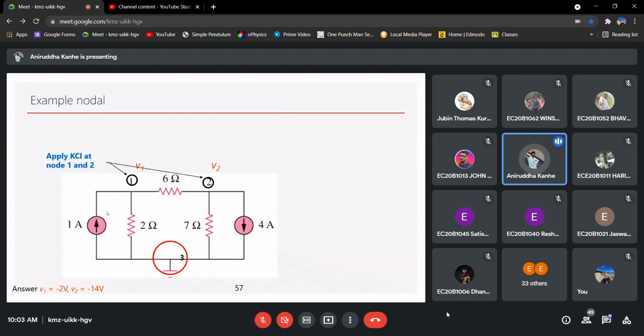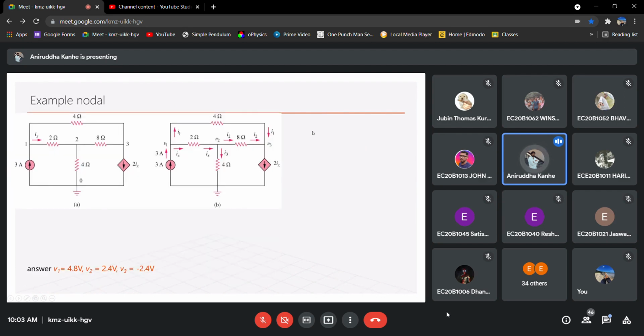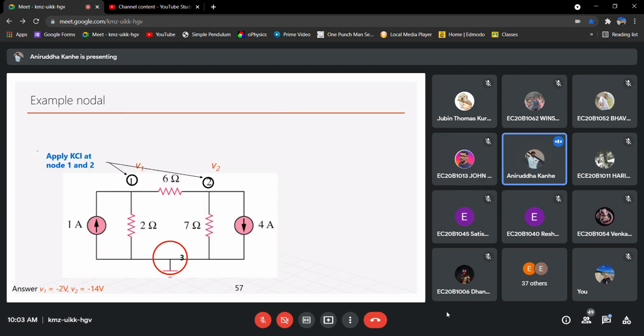We have started with the nodal analysis with respect to a given circuit, and we have discussed a few examples of how we can find out the given voltages from the circuit given to you. And this is the example we have discussed in the previous lecture, so I'll quickly go through it. This example I will consider because it's one of the simplest.